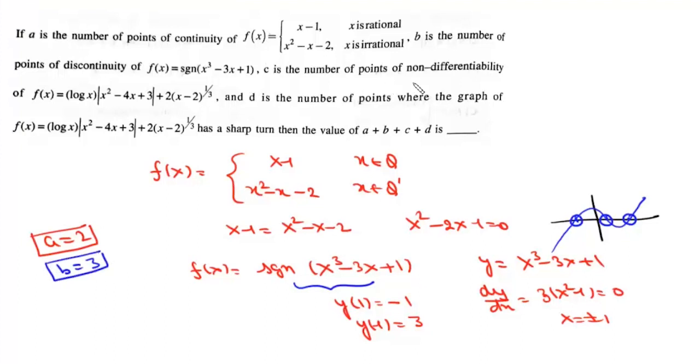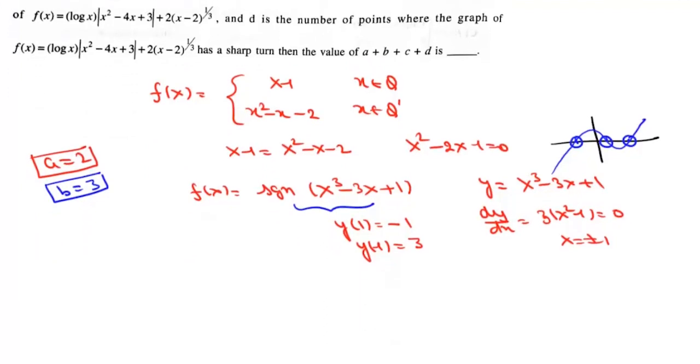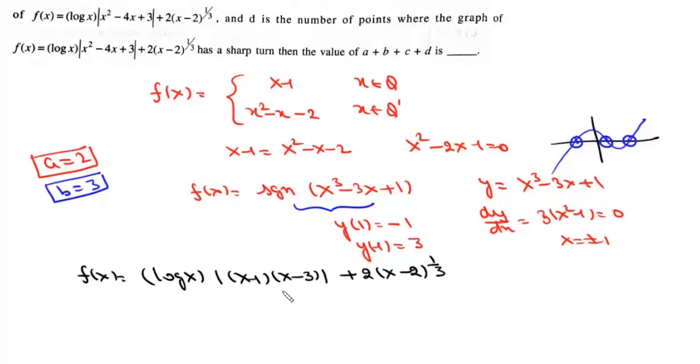And it says C is the number of points of non-differentiability of this function. Now here we have f(x) equals log x into mod of (x minus 1)(x minus 3) plus 2 into (x minus 2) to the power 1 by 3. Now this mod function is not differentiable at 1 and 3, but at x equal to 1, this log x will be 0. So that means it is differentiable at 1.